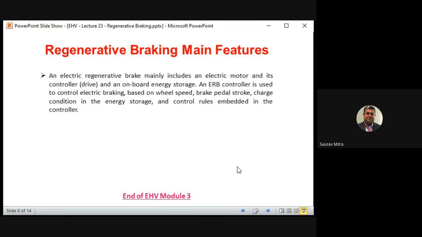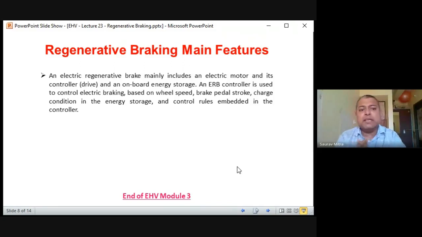So the main feature we have to remember in regenerative braking is that an electric regenerative brake mainly includes an electric motor and its controller. Motor and its controller means who is actually driving the motor. And an onboard energy storage. So there are mainly three parts in regenerative braking. First one is the motor. Second is who is driving it, so the drive for the motor, and third one is the onboard energy storage, that is the battery. So the whole motor drive system and the battery. This is the main part of regenerative braking.